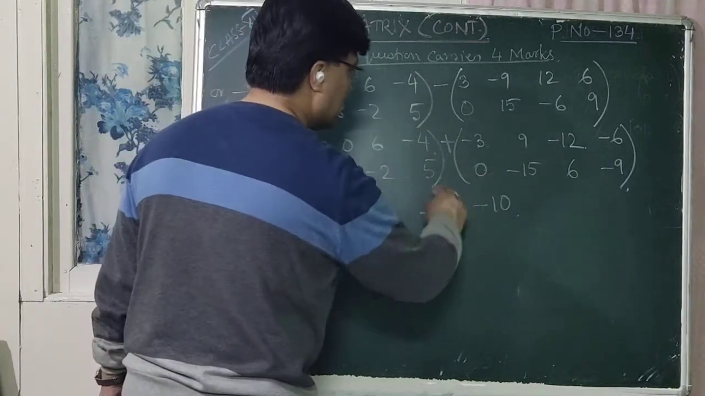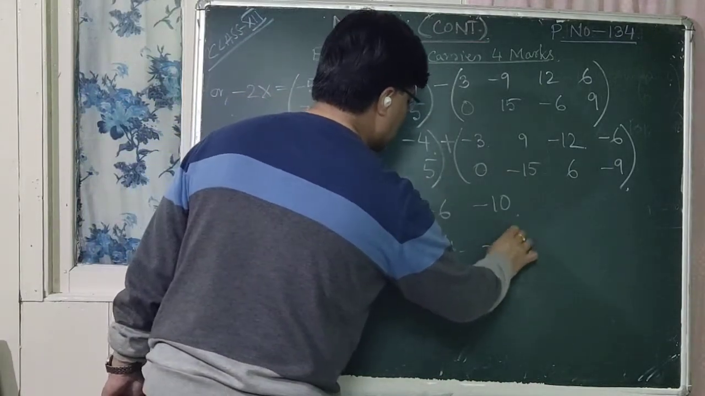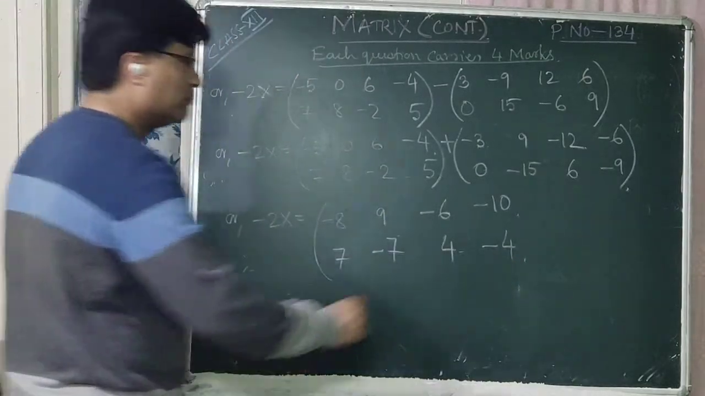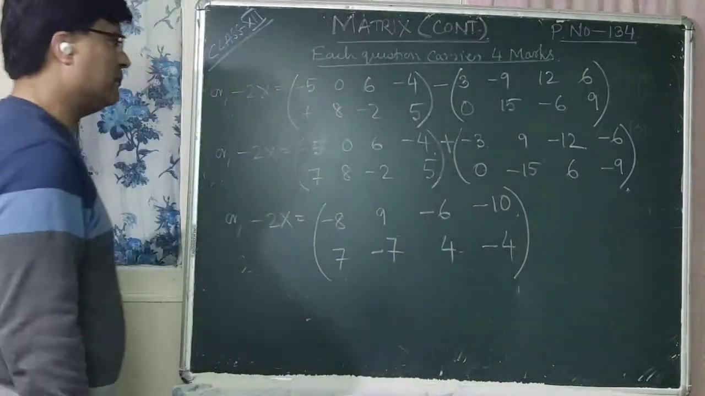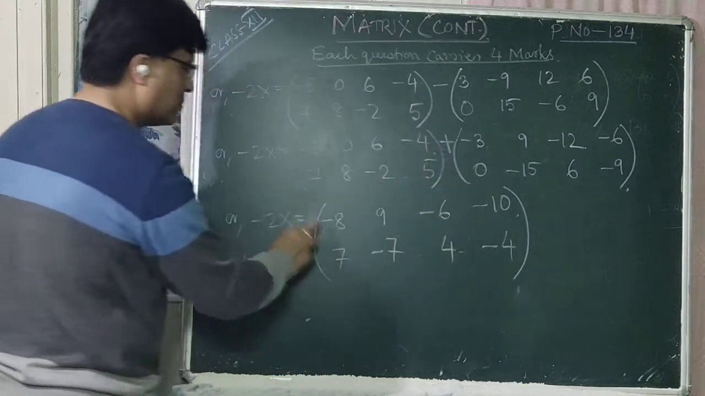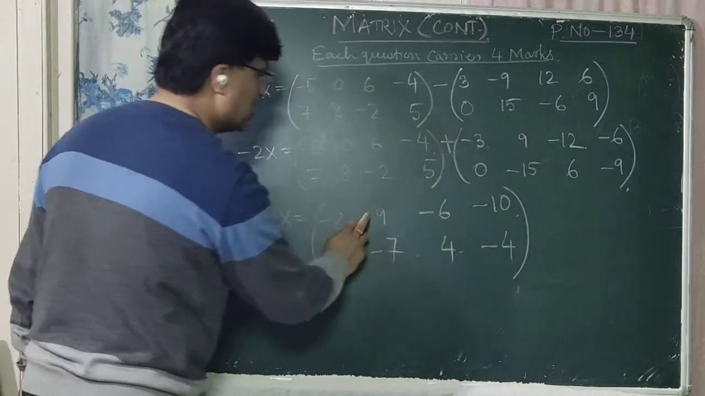And minus 9. Minus 9 plus 5 is minus 4. Is that clear? So let us take it once again. Minus 5 minus 3, same sign, minus 8. 0 plus 9 is 9.